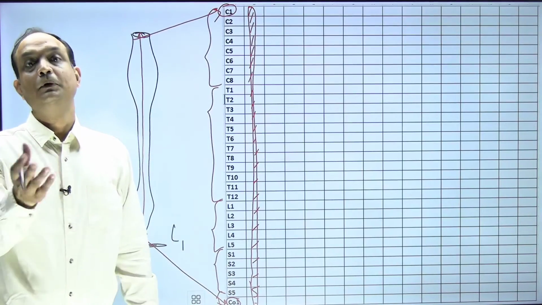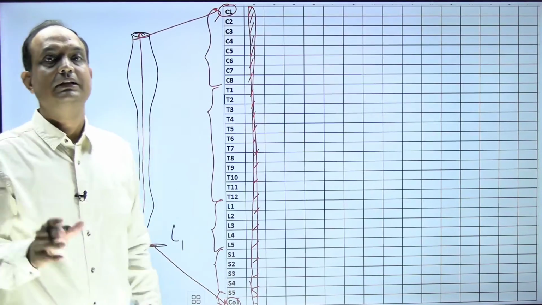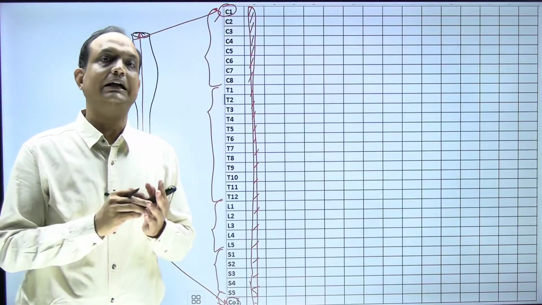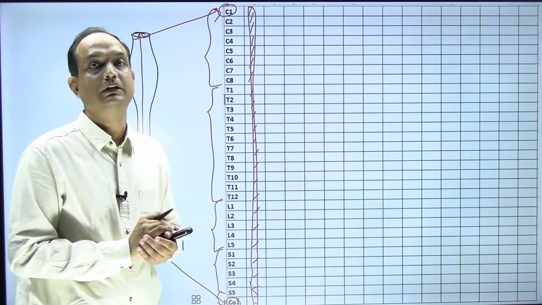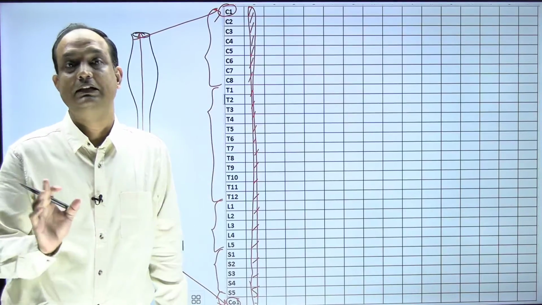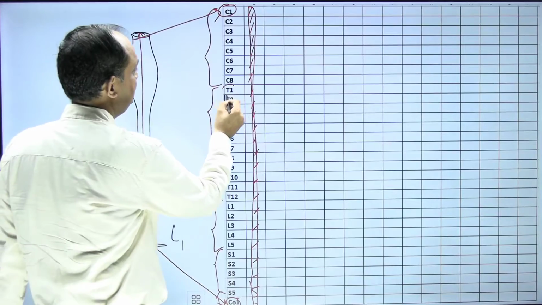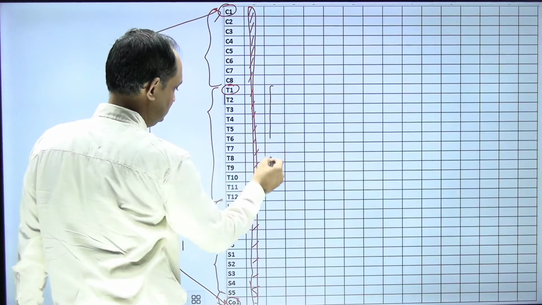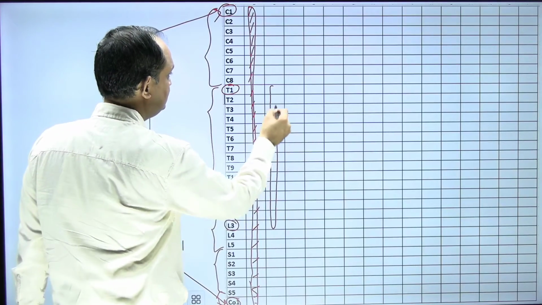Clear? Now suppose I have the question: what is the extension of the lateral group? We know that the lateral horn, or the lateral group of nuclei, is present from T1 to L2 or L3. So where is the T1? This is the T1, and where is the L3? This is the L3. So I can draw these nuclei only from this to this segment.